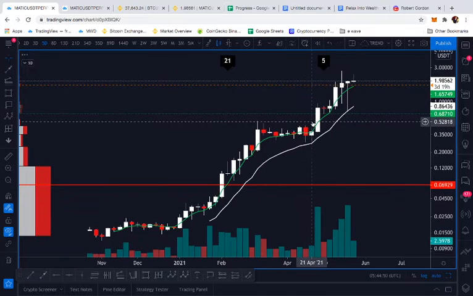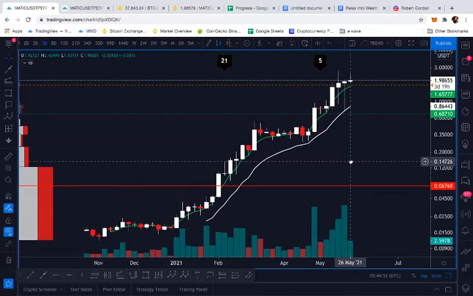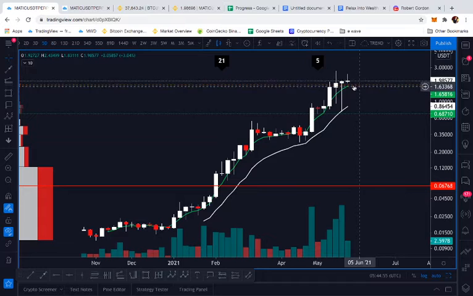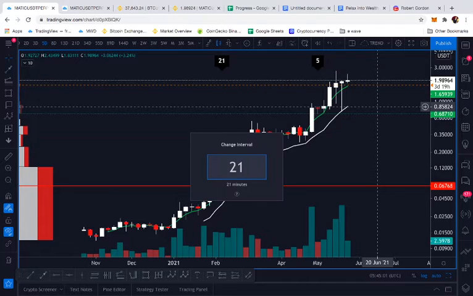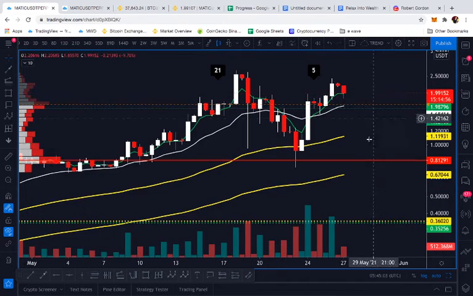That means they're still trying to keep it up. Once you see it starting to close underneath there, they don't care anymore about the trend. They're not defending it. So I mean, I'm looking at the 21 hours. That's the next smallest time frame to look at.